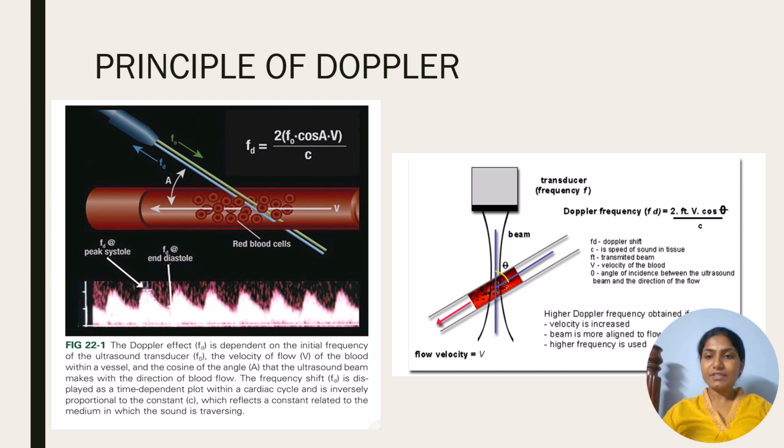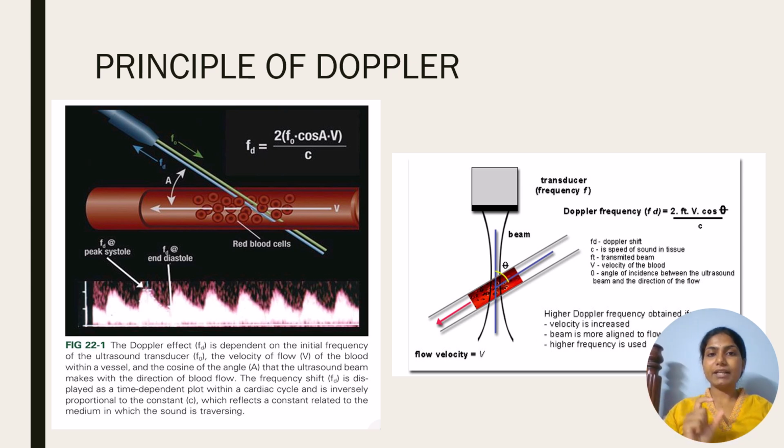So if the angle of insonation is parallel, that is theta is 0, then it will have maximum frequency. But what happens if the angle of insonation is perpendicular to the direction of flow? Then the cos of 90 is 0. So the frequency shift is 0.